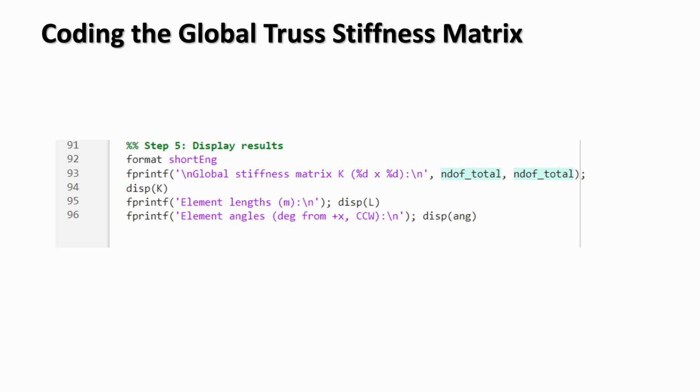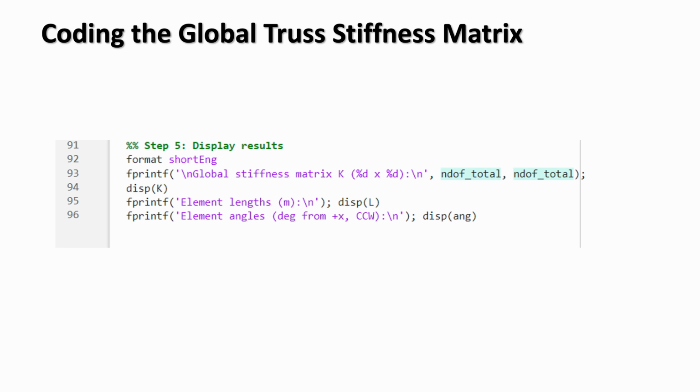In step 5, we display the results so that we can check the calculations. We first set the display format to engineering notation. This prints numbers in a way that is convenient for structural analysis, using powers of 10 and showing values to a sensible number of significant figures. Next, we print the global stiffness matrix. fprintf displays the title, and the title shows its size, and then the matrix K itself is displayed using the disp or display function. This is the assembled stiffness matrix for the entire truss, containing contributions from all 3 elements.